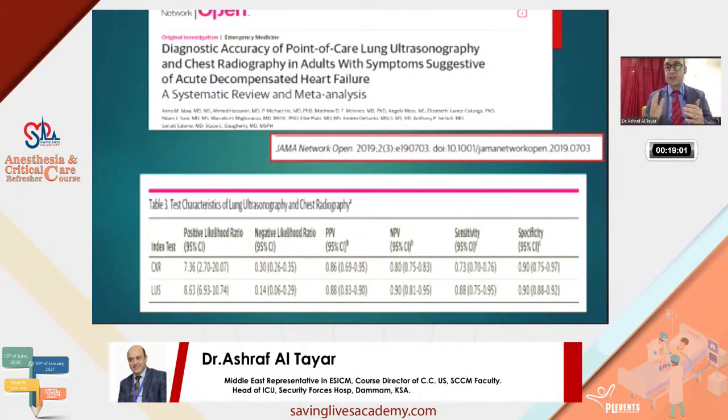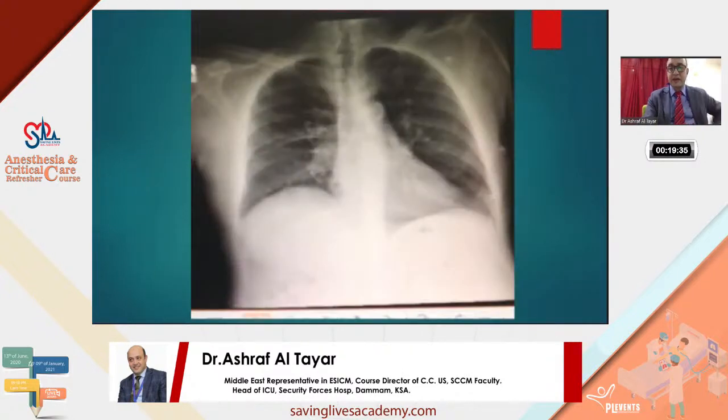Lung ultrasonography, in the coming few years, if not few weeks or months, is going to be as much a gold standard as lung CT. Why? Because you can see everything that you would see with CT with lung ultrasonography. There is a lot of research comparing chest X-ray to lung ultrasonography, and lung ultrasonography was found to be superior in predicting pulmonary edema.